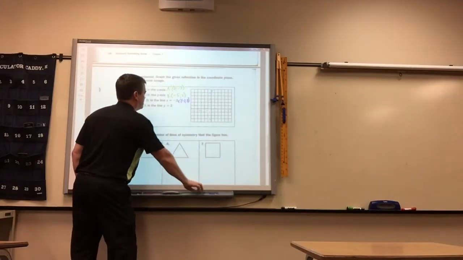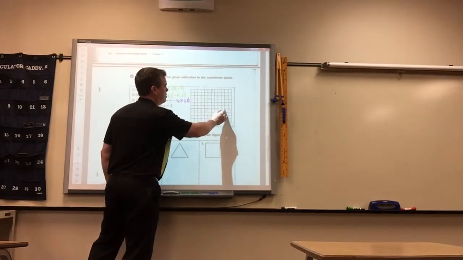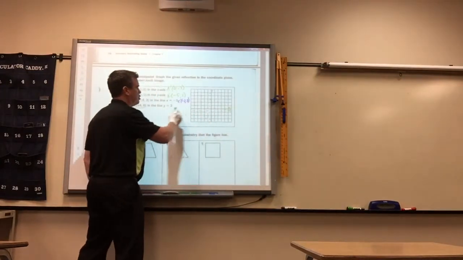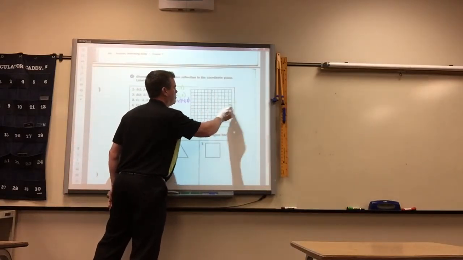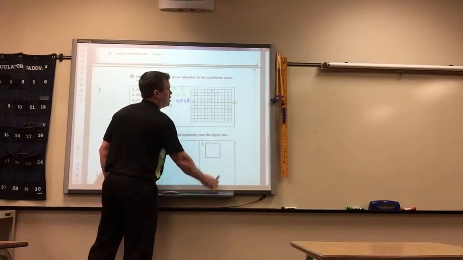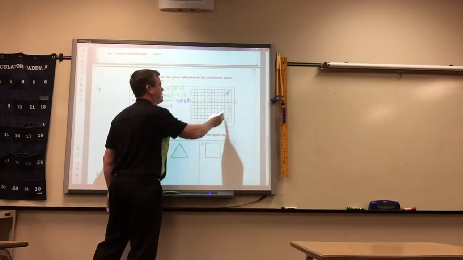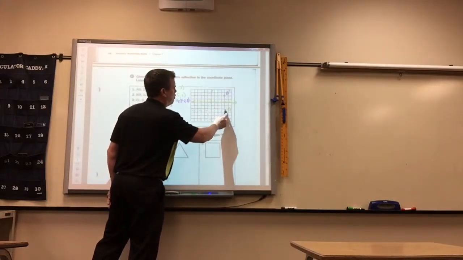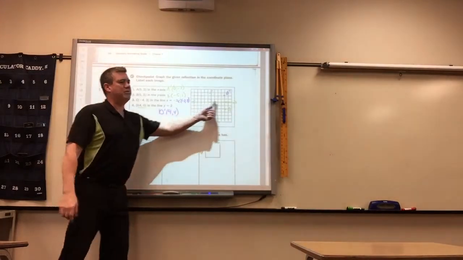And D is 4, 0. Reflect in the line y equals 2. Y equals 2 crosses the y-axis at 2. So to flip it over that line, it's 2 away, so you go 2 up there, you get D prime. So D prime is over 4 and up 4. So remember how to find these lines?